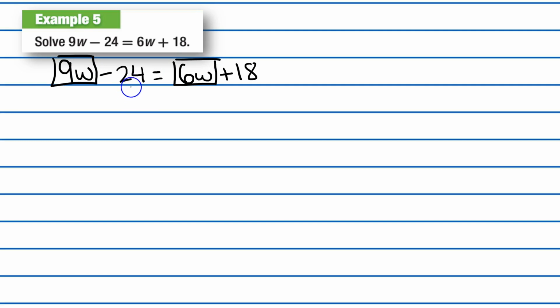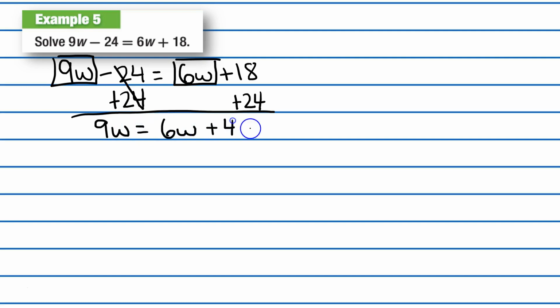Then I want to go ahead and get my constants on one side. So I'm going to go ahead and choose to put them on the right hand side, but you could change them to the left. I just prefer to the right now. So I have minus 24, but I want to make that into 0. So I need to add plus 24. Can't just do it to one side. I have to do it to both sides. Now this becomes 0. We have 9w, which is equal to 6w plus 42. That's what we get when we add.